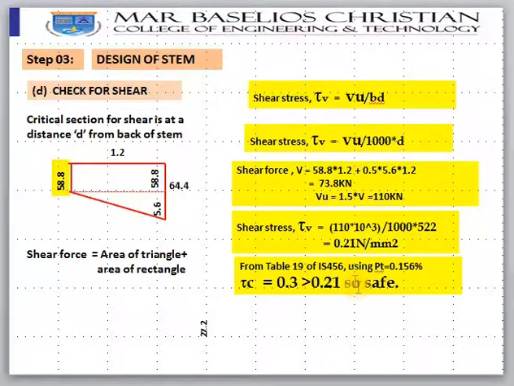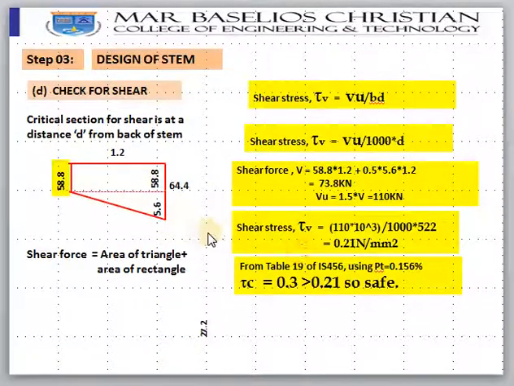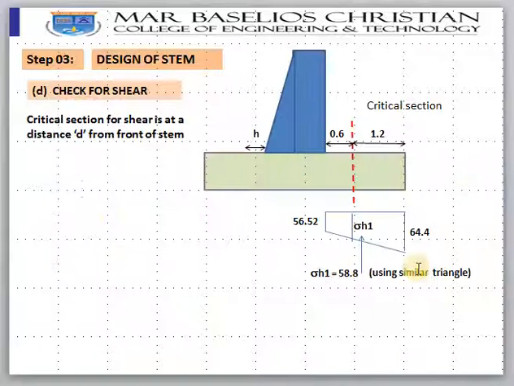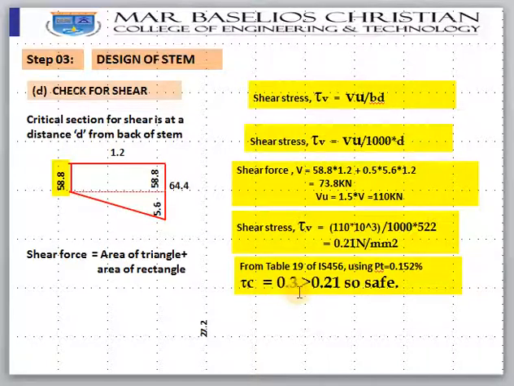From Table 19 in IS 456, you need to find out tau C. For finding tau C, you should know PT. PT we have already taken as 0.152, not 0.156, 0.152. Using this, you will get tau C equal to 0.3, which is greater than 0.21. So we are on the safer side, and this is the design.